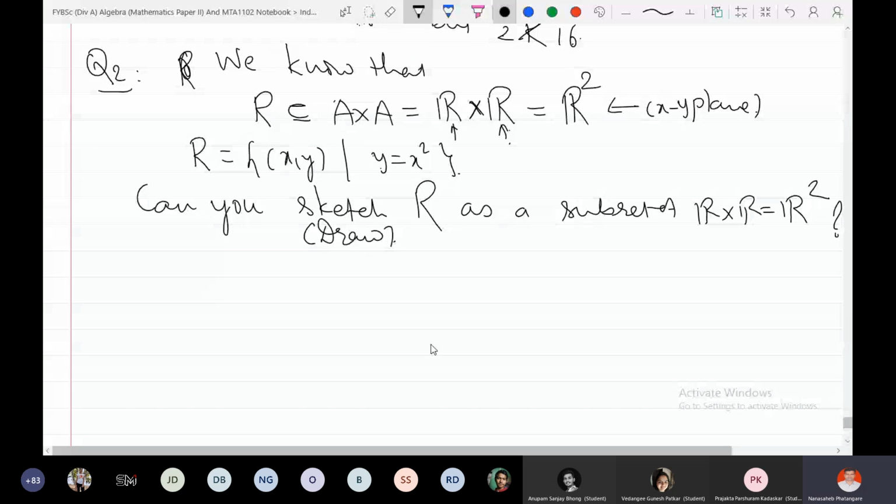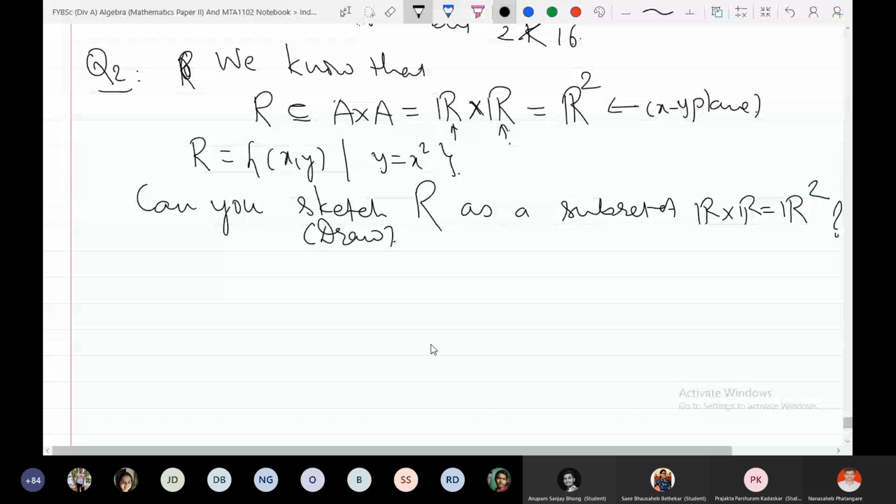Question is clear? If you have any doubt, you can ask. The question is clear or not? What I am asking. Do you understand? R is a subset of what? A relation is a subset of set A cross A, but A is R in this case, so R cross R, that is R2. And you know what R2 or R cross R is? The pairs, the plane, right? XY plane.